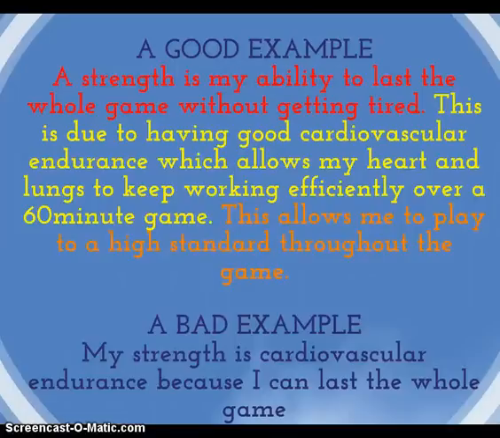So moving back to our Prezi, just read through it really quickly. In the red you'll see the identification, the yellow you're looking at the explanation, and then the orange here you're looking at your justification. So a good example of a strength is my ability to last the whole game without getting tired. Identification: this is due to having good cardiovascular endurance, which allows my heart and lungs to keep working efficiently over a 60-minute game. Given a very clear explanation of why it is a strength. This allows me to play to a high standard throughout the game.